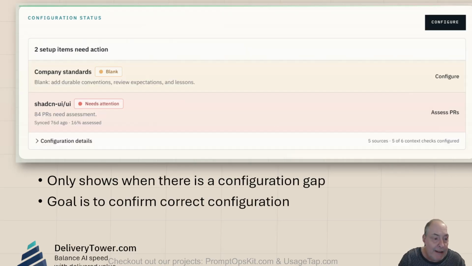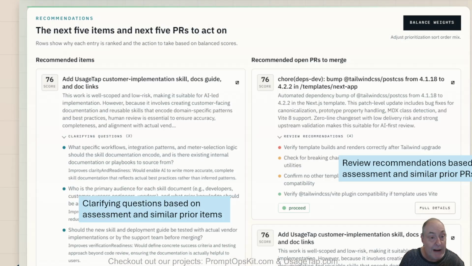So the configuration status goes through and checks that you're connected to the GitHub repositories correctly, that you're keeping up with the assessments of the pull requests, and also some hygiene tasks, that you have company prioritization rules, that you have strategy defined and things like that. So what we do is we hide this if everything's right, and in most cases it will be. But if something gets missed or something gets deleted or is blank, we highlight it here to make sure that before we do the reviews and give you bad advice, your configuration is correct. Again, this will be hidden probably within the first couple of days of using Delivery Tower.